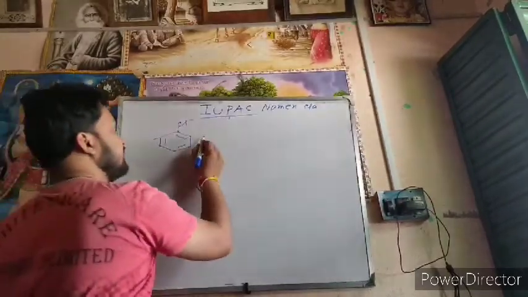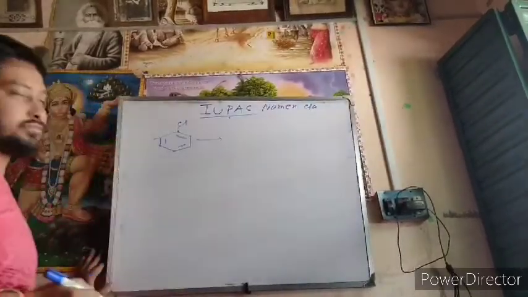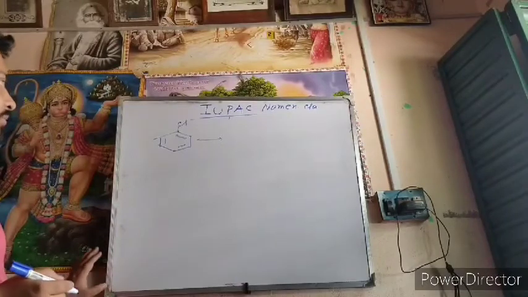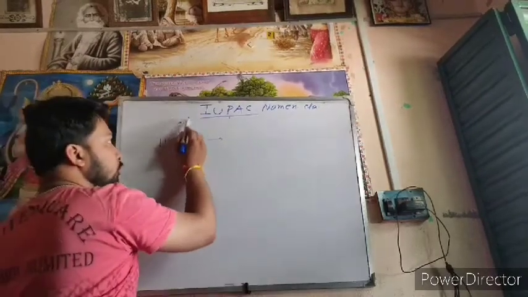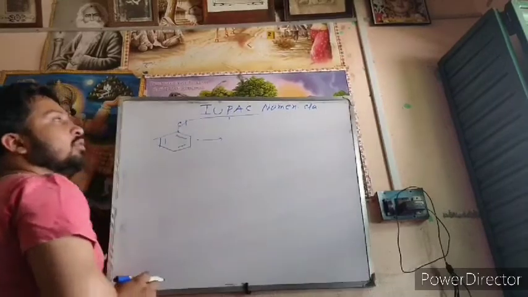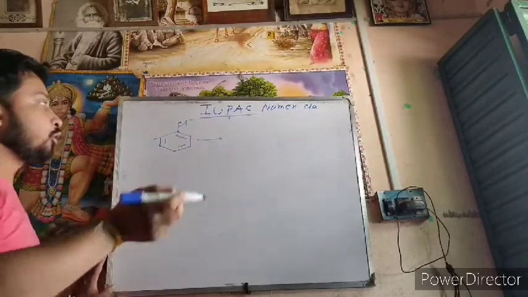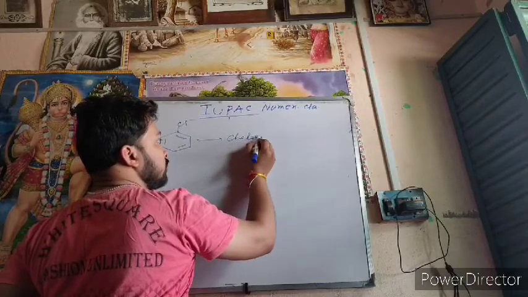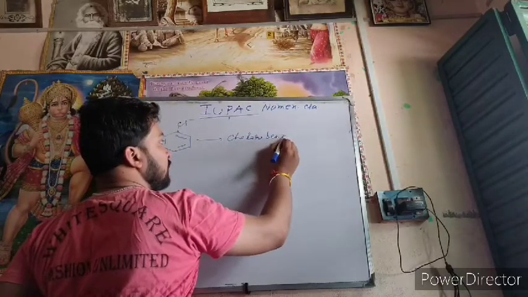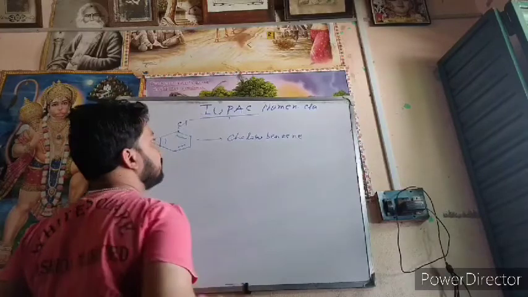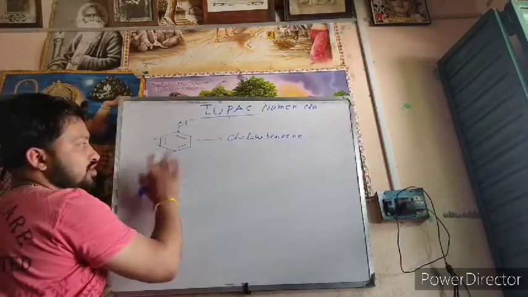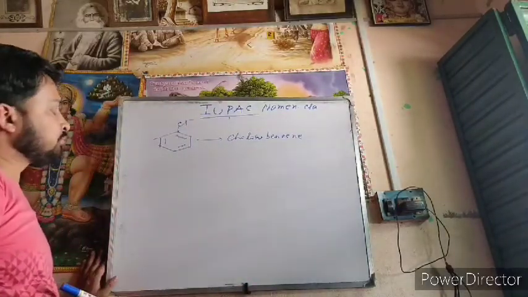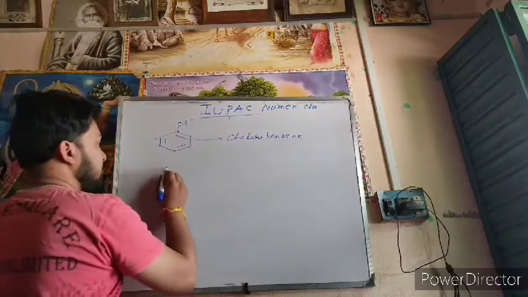So write the name of this compound. This is chloro and this is benzene. Therefore, we may write chlorobenzene. So we write chlorobenzene. Okay. Next.